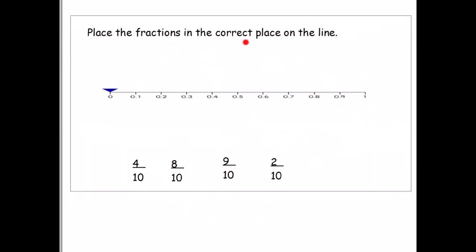Place the fractions in the correct place on the line. So our number line is going up in decimals, 0.1, 0.2, 0.3, all the way up to 1, which will be 10/10. So I'm going to begin by sorting my 0.4. And that matches with my 4/10. 8/10 would be 0.8. 9/10 would be 0.9. And 2/10 would be 0.2.